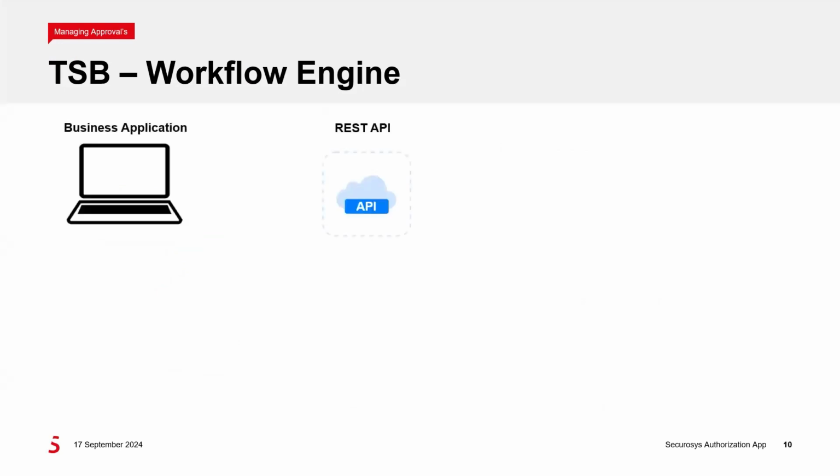Now, let's discuss what the TSB workflow engine actually is, which powers the backend logic for managing your approvals or your transactions and routing the requests through different stages. We have on the left side the business application, and on the right side our REST API. The business application requests from the REST API a financial transaction, so basically a signature generation, and receives a request ID. This request ID has to be stored for later within the business application.